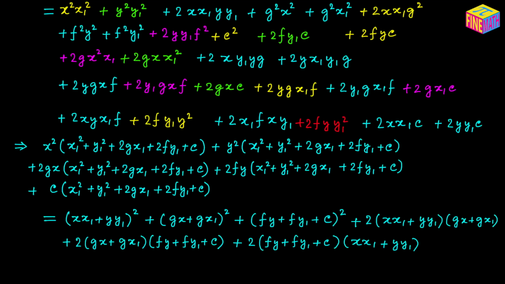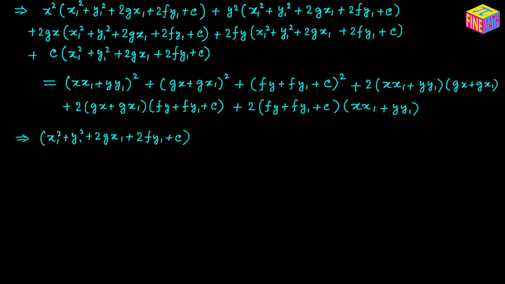So now how is our left hand side looking? Well, we have a nice factor there, which is x sub 1 squared plus y sub 1 squared plus 2g x sub 1 plus 2f y sub 1 plus c. So on the left hand side we can take that as a common factor out, and then we are going to be left with just x squared plus y squared plus 2gx plus 2fy plus c, and that is our left hand side. So now the left hand side simplifies to something like this.